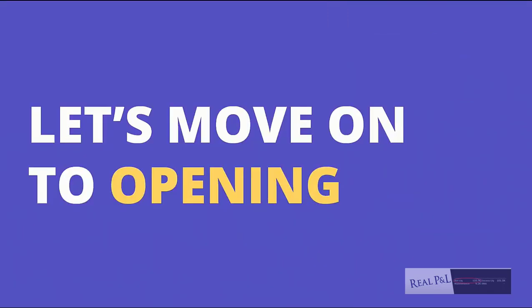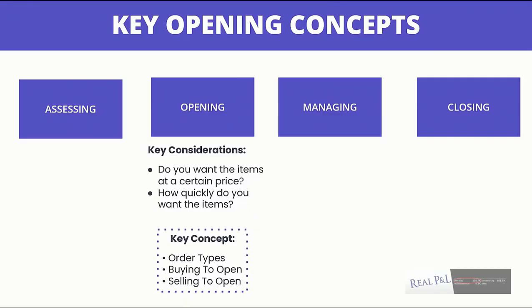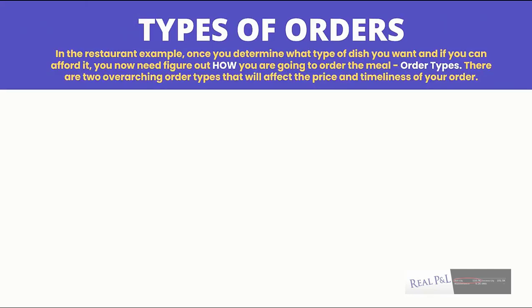So let's move on to opening. Opening, the key considerations: do you want the item at a certain price? And how quickly do you want the item? So the key concepts here are the order types, and then you're thinking about buying to open or selling to open. So types of orders.